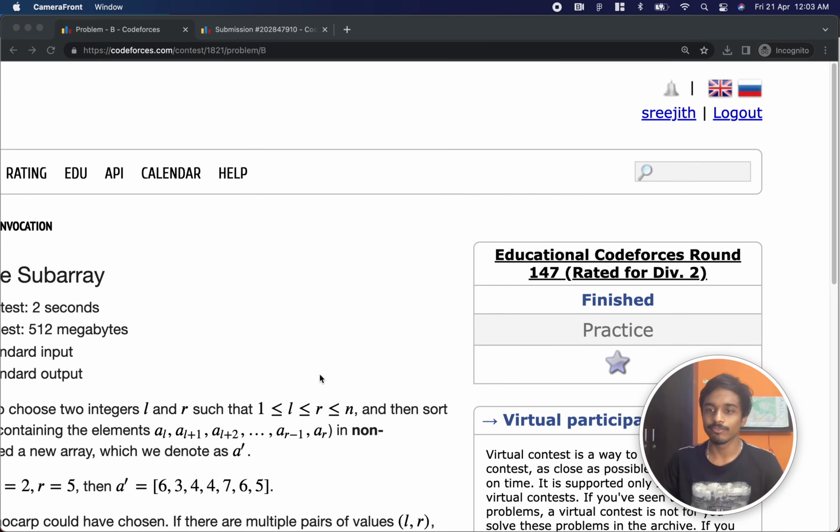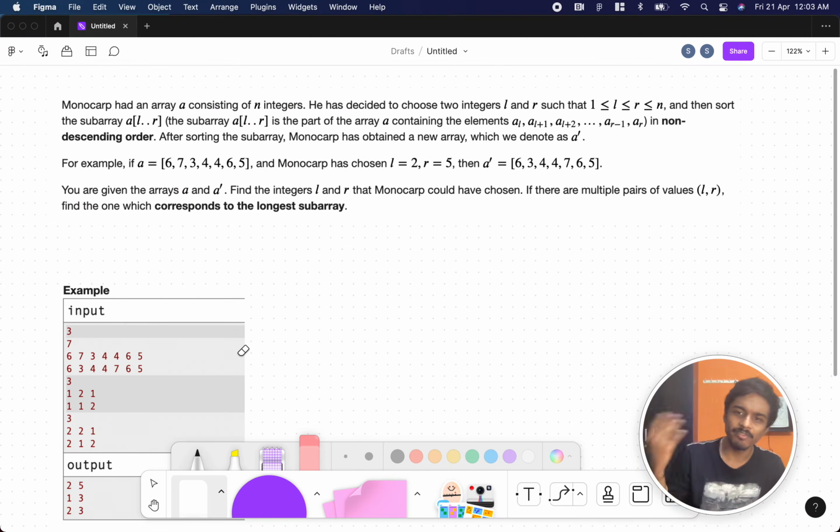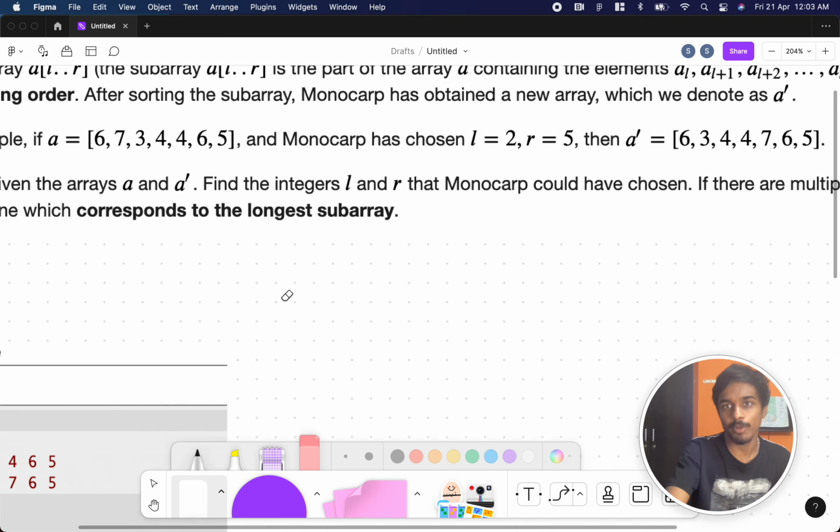This is Educational Codeforces Round 147 and the problem is Sort the Subarray. For people who don't know, a subarray is a small subset from an array which has continuous elements, a continuous set of numbers. You are just picking that. So let's quickly see what the problem states.